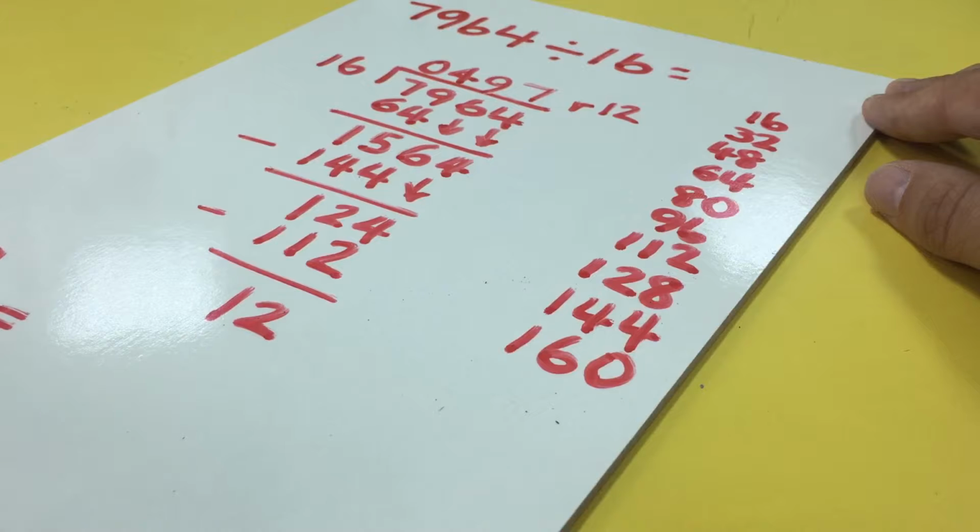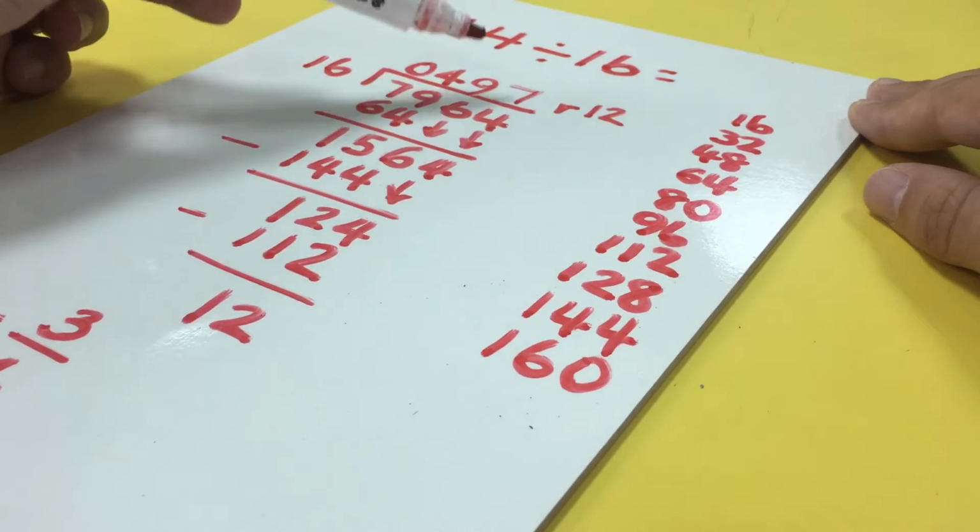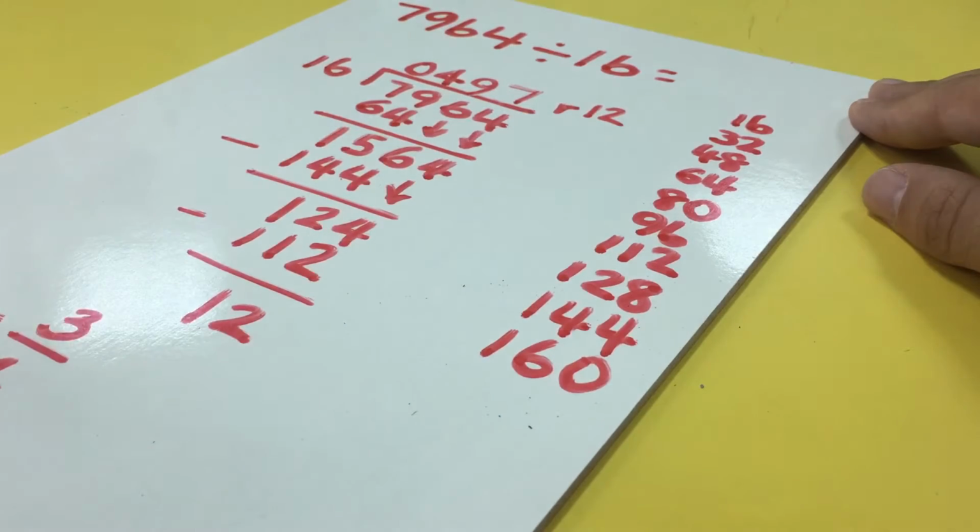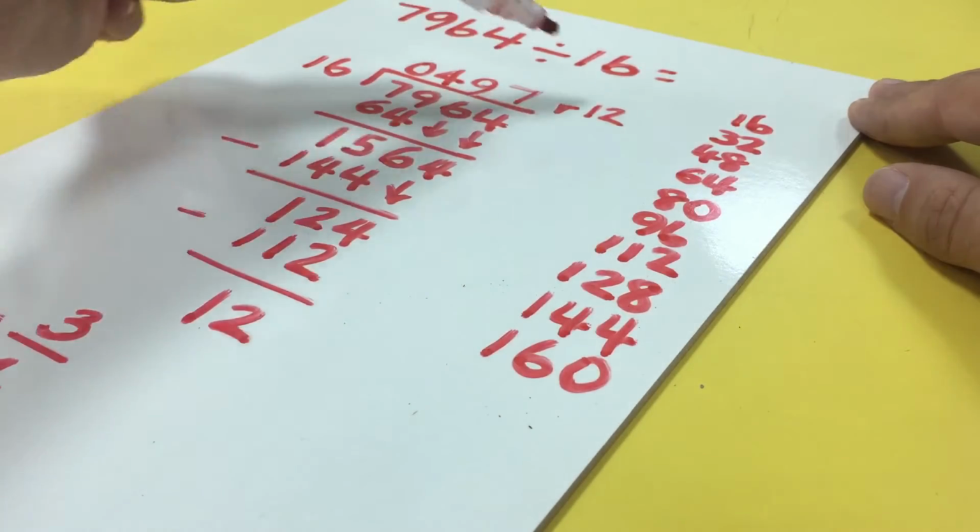You can divide both by 4, which is what I'm going to do. So 12 divided by 4 is 3, and 16 divided by 4 is 4. So our answer is 3/4. So you could have the answer as 497 and 3/4. You could have had 497 and 12/16, or 497 remainder 12.